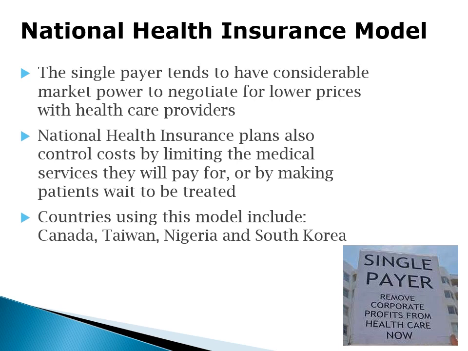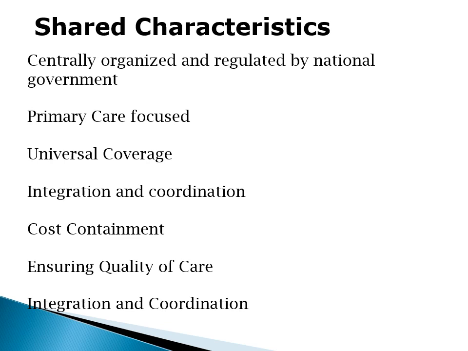Countries using this model include Canada, Taiwan, Nigeria, and South Korea. Now, shared characteristics of these three models are that they are centrally organized and regulated by the national government. Whether the insurers are public or private, the rules and regulations they have to abide by come from a central agency. They're primary care focused, they provide universal coverage, there's integration and coordination between different parts of that healthcare system. There's a focus on cost containment, on ensuring quality of care, and again, on integration and coordination of systems.